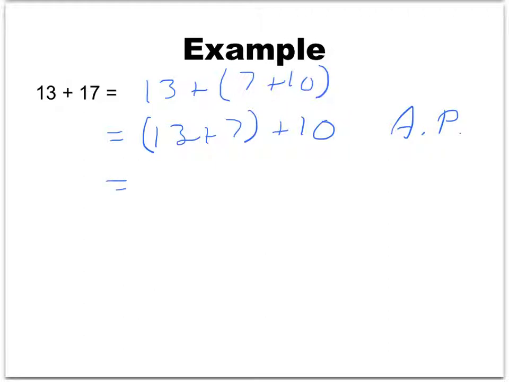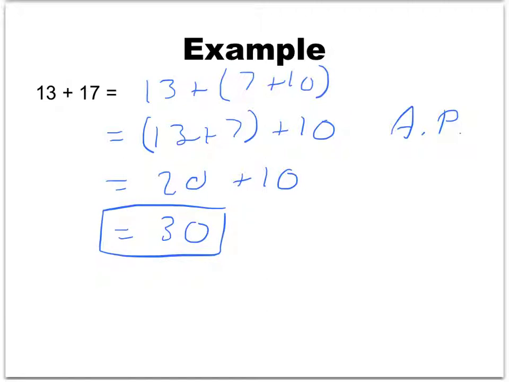And then 13 plus 7 is 20. 20 plus 10, and then 20 plus 10 is equal to 30. And so there's our answer. So we see how we rewrote this 17, we broke it up like this, and then we regrouped using the associative property. We grouped because 13 plus 7 was very easy to add. It added up to 20, which is a multiple of 10, and multiples of 10 are easy to work with in our heads because our number system is a base 10 system.